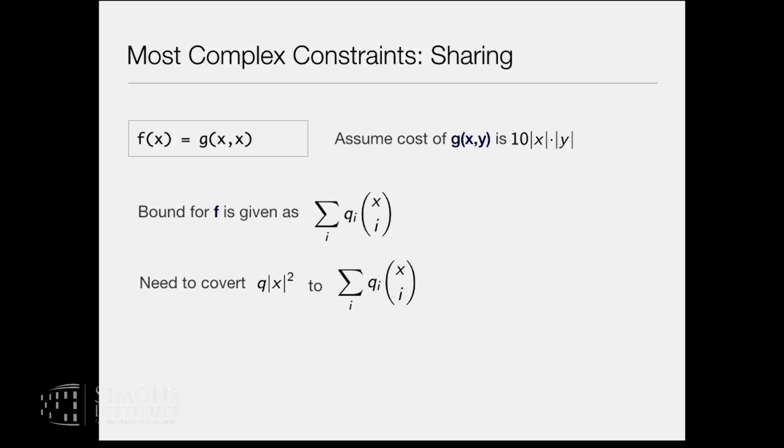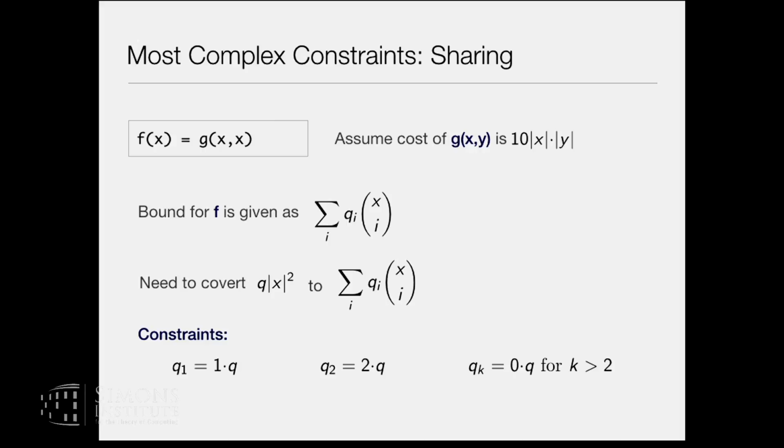Now you're in the situation where you want to express this cost, x squared, in terms of these binomials. That's the price you pay for selecting the binomial coefficients as the basis. You wouldn't have a lot of work here if this were the standard basis. But here we have to do a little bit of work, because we now have to express this q times x squared in terms of these qi, the coefficients of the binomials.